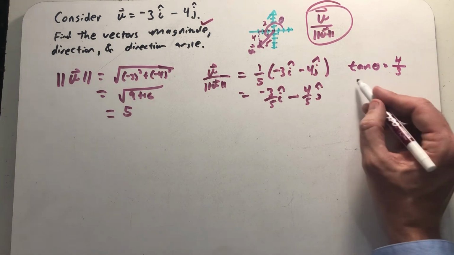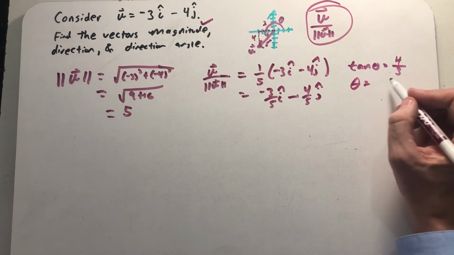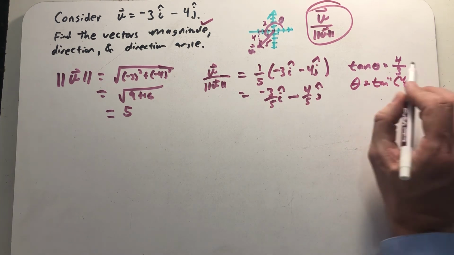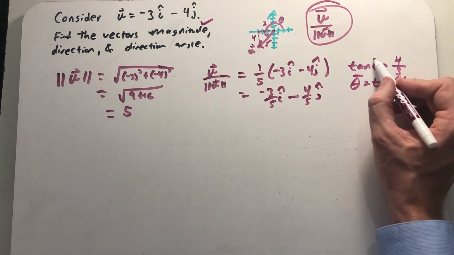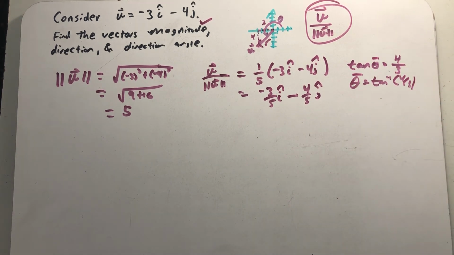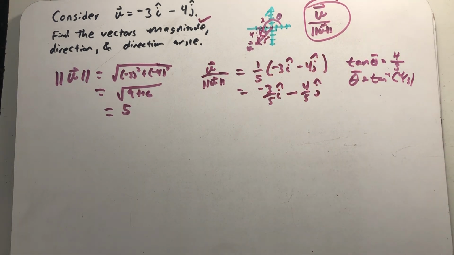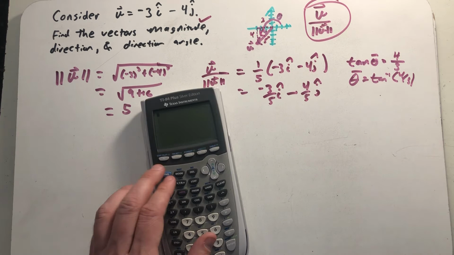All right, so let's see. Tangent of theta, inverse tangent of 4/3. Of course, that's not really going to be my angle. My angle's over there in the third quadrant, so I'm really finding a reference angle here, the little angle inside that right triangle. So I have my calculator here.